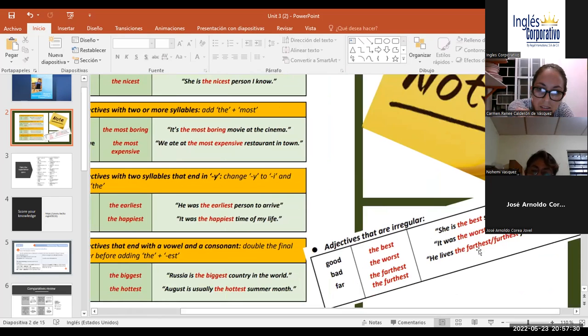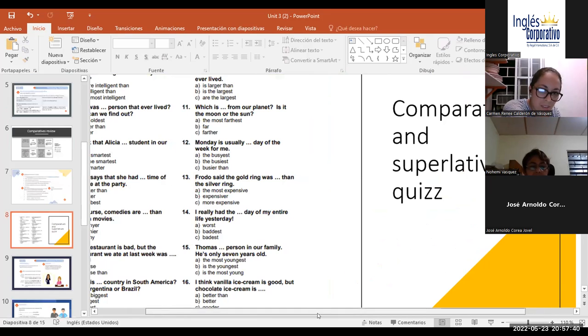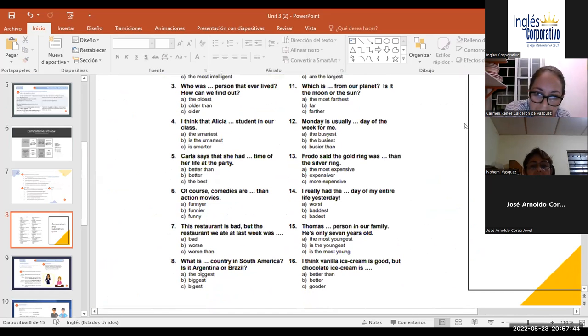Aquí está. From my home, ¿cuál es? Es más abajo. Vale. Ahí está. Solo que pongamos la C, ¿verdad? Porque el uso de is, aunque sea irregular. Sí. Entonces, líder sí, ¿verdad? Dejémosle sí, a ver qué nos dicen. Ok. La 12, Monday is usually.